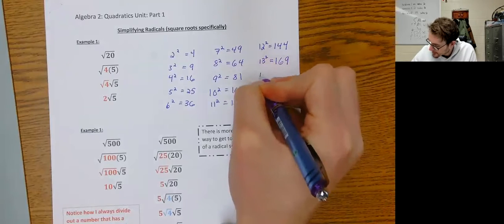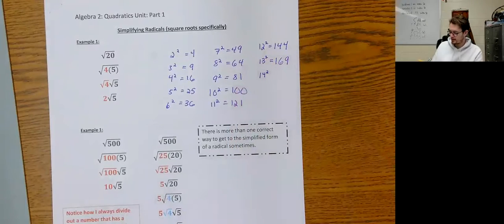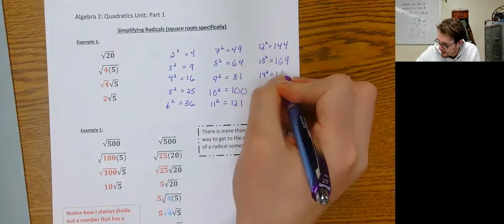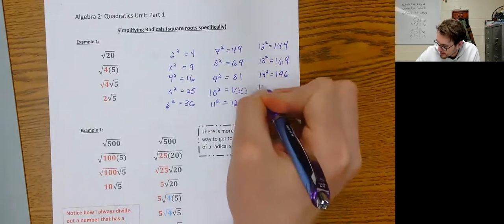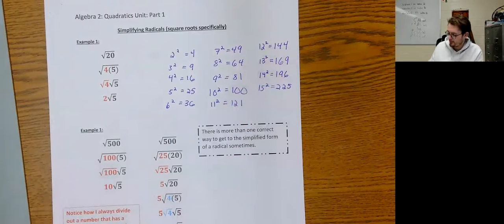I want to say 14 squared is like 192 or 196. 196. And then 15 squared equals 225. Double check that one too. Yeah. So, I mean, that's usually the general ones. If you take pre-cal or something, you probably remember up to 20 squared.